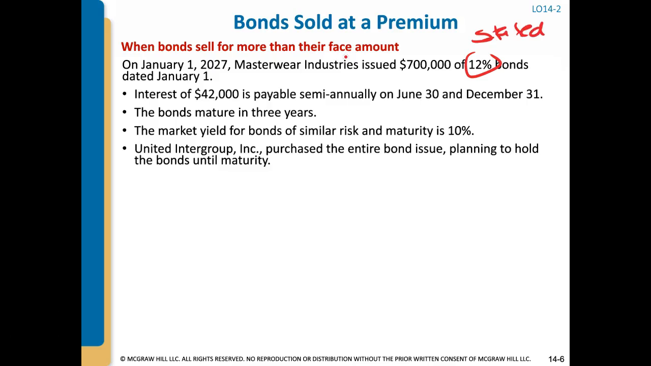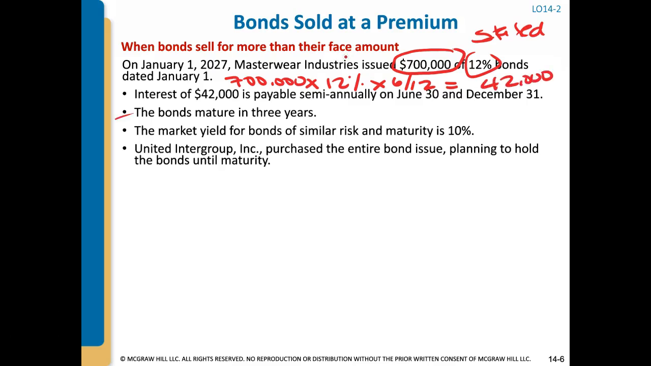Interest of $42,000 is payable semi-annually on June 30th and December 31st. The interest payment is calculated by taking the face value of the bond, which we're told is $700,000, times the stated rate, times one half, because we get paid interest every 6 months, 6 out of the 12 months. So that equals $42,000 will be the interest payment made.